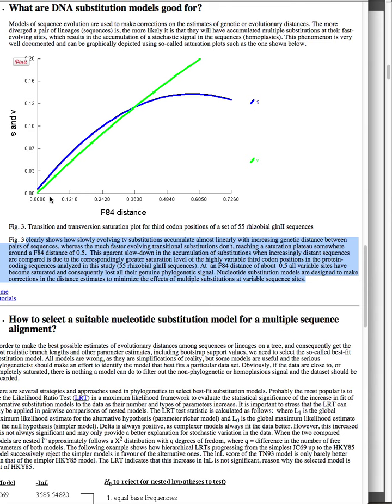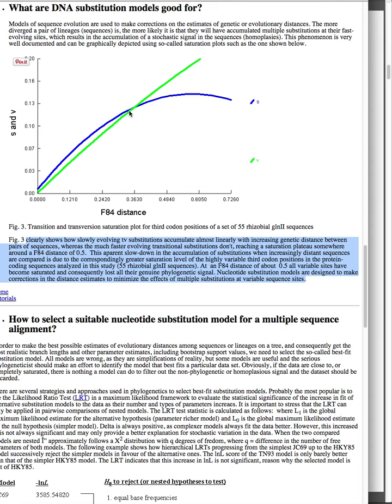So the number of transitions and the number of transversions should keep increasing, and that should increase pretty much linearly, like this green line, because we know about clock-like evolution. However, what you see is there's a difference here: transversions, which are shown in green, are showing that pattern that you'd expect to see, but transitions are not.